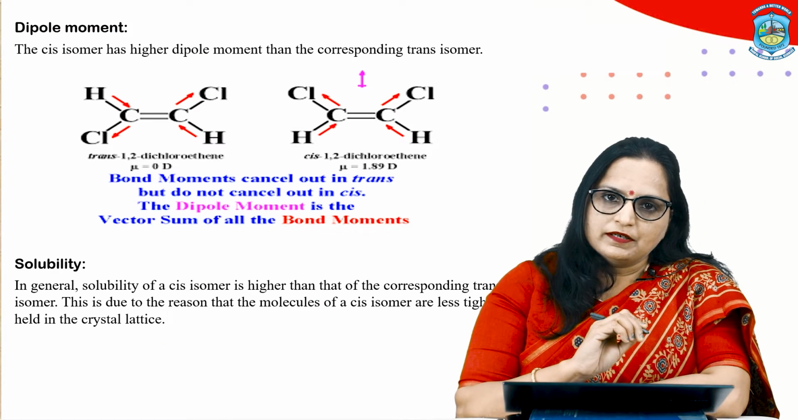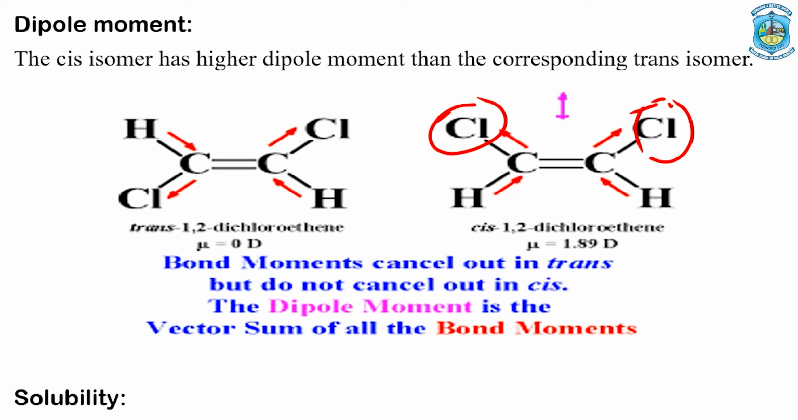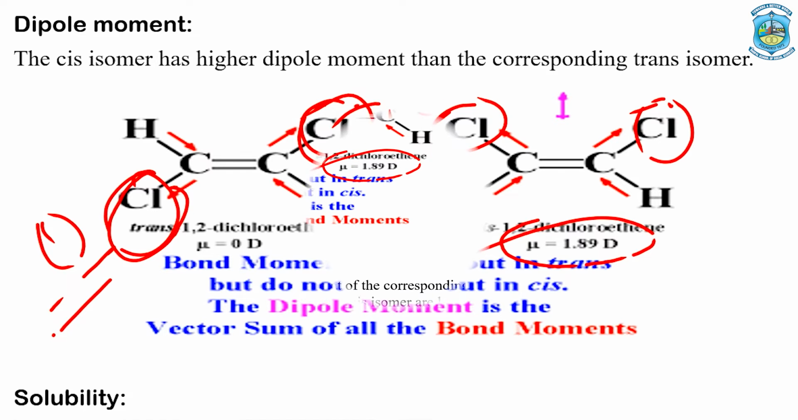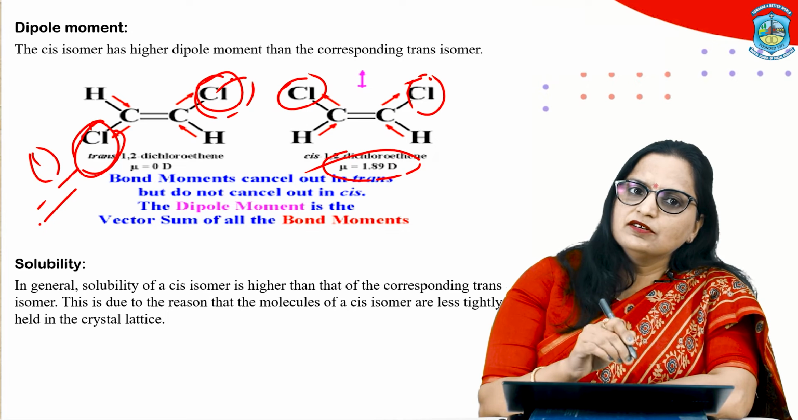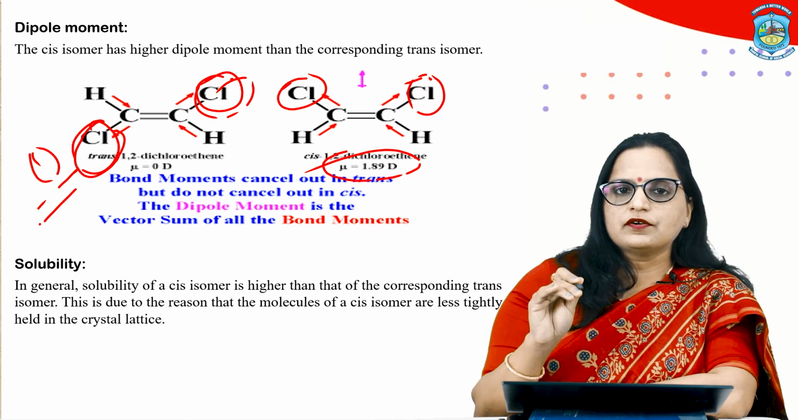Next is dipole moment. As you know, in cis the two groups are on the same side, and in trans the two groups are on the opposite side. So, when you have a trans structure, the bond moments cancel out each other and the overall dipole moment of the structure becomes 0. However, in the case of the cis isomer, you will have some value of dipole moment as the same groups are placed on the same side. So, based on dipole moment, we can also distinguish between the cis isomer and trans isomer.